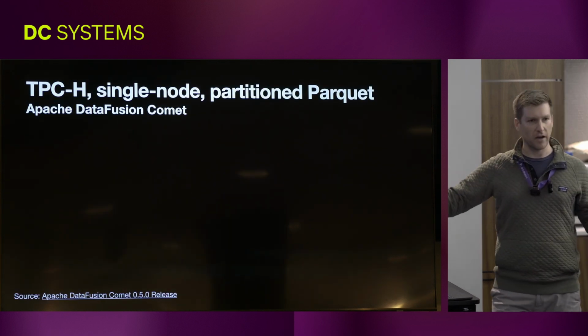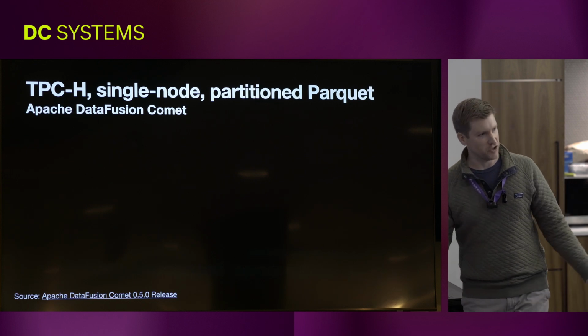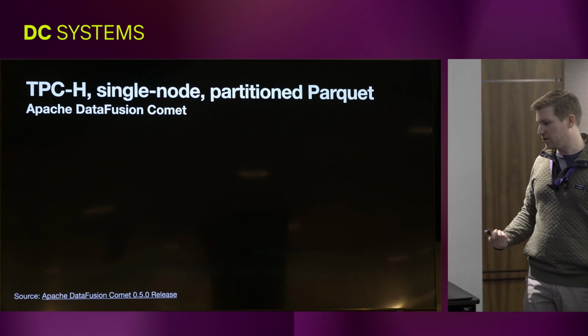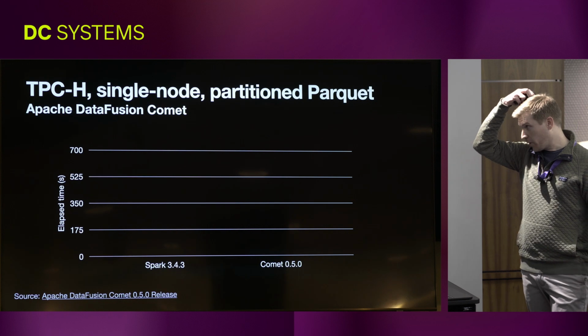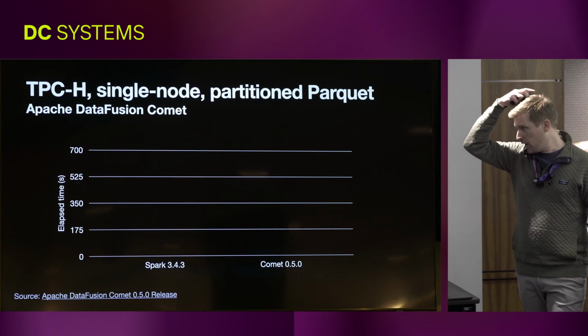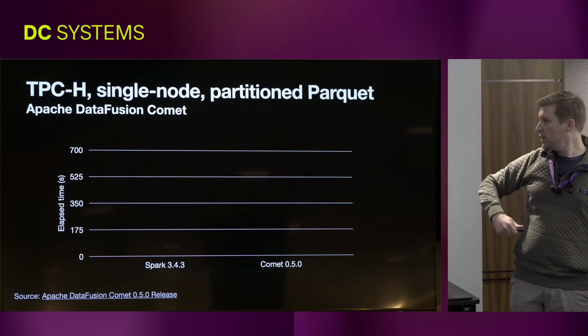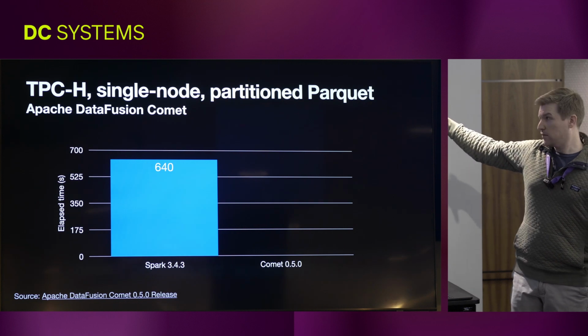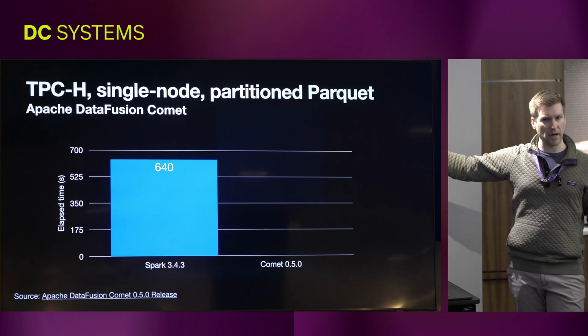So all those quirks aside, all those challenges, does Comet actually work? In this, we're running TPCH. On the y-axis, I'm showing elapsed time for this entire workload. And on the left, we have Spark 3.4.3, and it takes about 10 minutes. This is, I think, scale factor 100, so about a 100 gigabyte data set, single node.